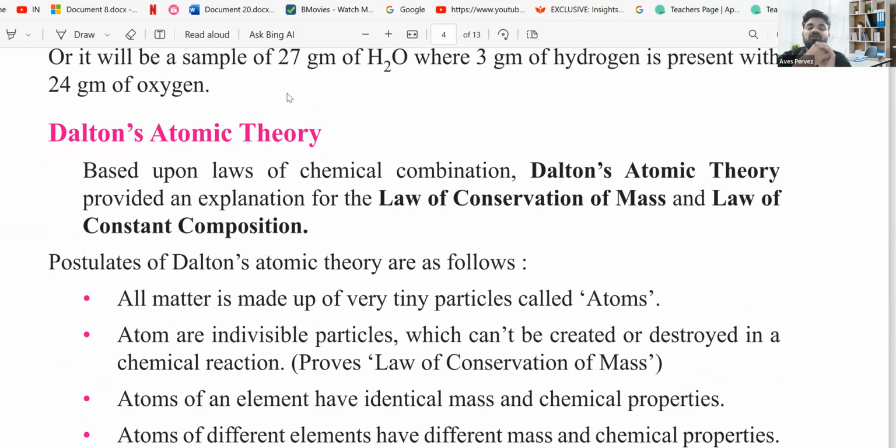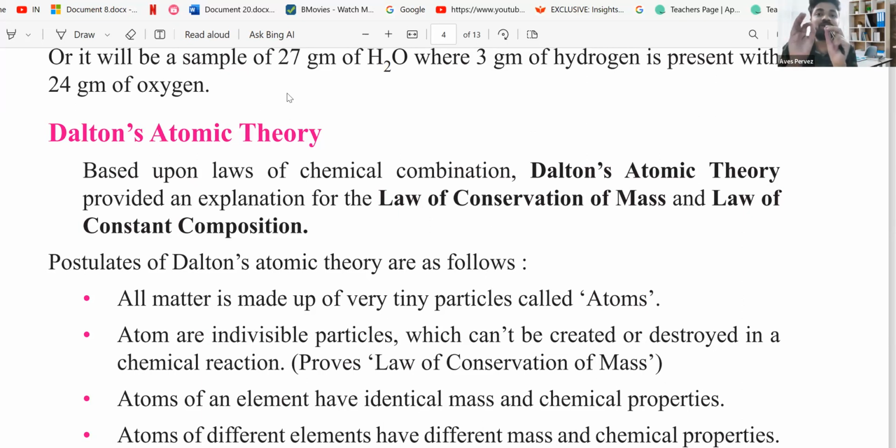Dalton was the first one who proposed the atom, and he said that atoms are indivisible particles. When you keep on dividing matter, a stage will come where a substance cannot be further divided, and he called it an atom. But you know that atoms can now be divided. However, this is not in a chemical reaction; this is in nuclear reactions.